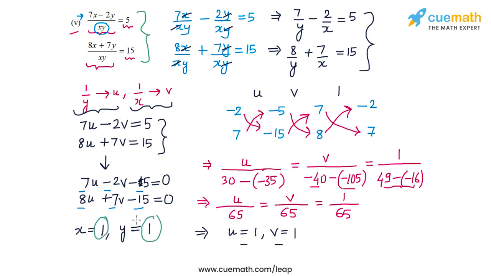In part 6, the given pair of linear equations are 6x plus 3y equal to 6xy and 2x plus 4y equal to 5xy. So clearly these equations are not linear equations in x and y because we have these xy terms on the RHS of each equation. So we have to do some manipulation, some rearrangement of these equations so that they can be written as linear equations in two variables which are not x and y.